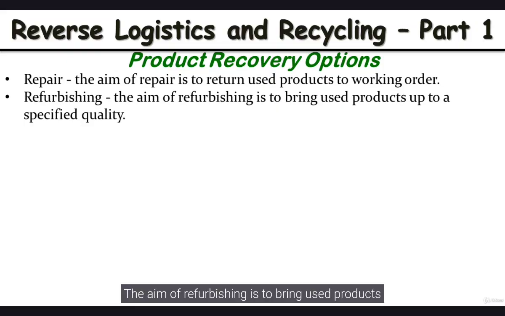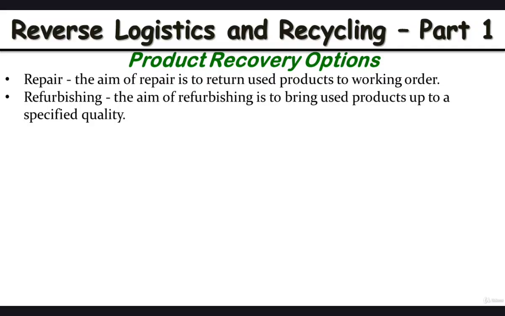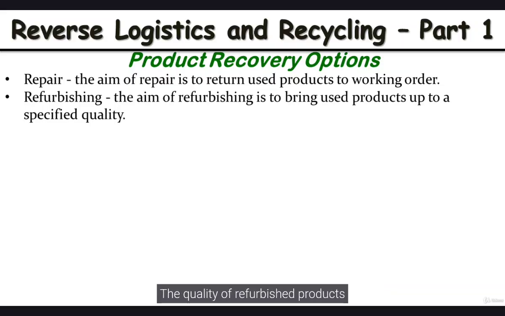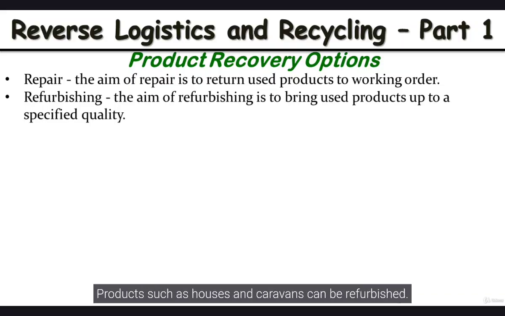The aim of refurbishing is to bring used products up to a specified quality. Refurbishing involves disassembly of used products into modules, inspection of the modules, and fixing or replacing as required, then reassembly into refurbished products. The quality of refurbished products is often lower than those of new products. Products such as houses and caravans can be refurbished.